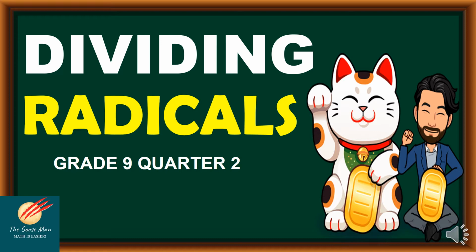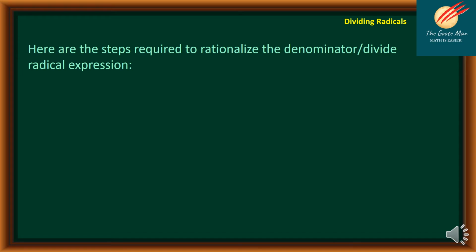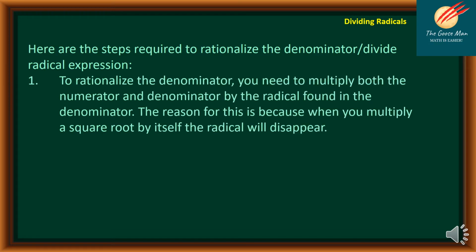Our topic for today is dividing radicals for grade 9 quarter 2. So here are the steps required to rationalize the denominator or divide radical expressions. Number 1 is to rationalize the denominator. You need to multiply both the numerator and denominator by the radical found in the denominator. The reason for this is because when you multiply a square root by itself, the radical will disappear.